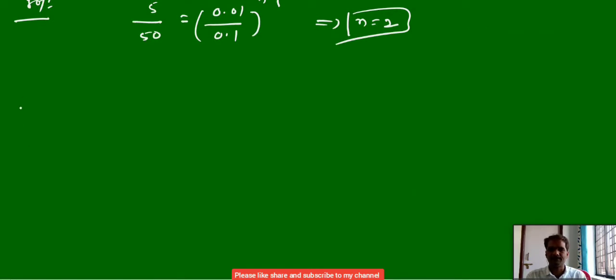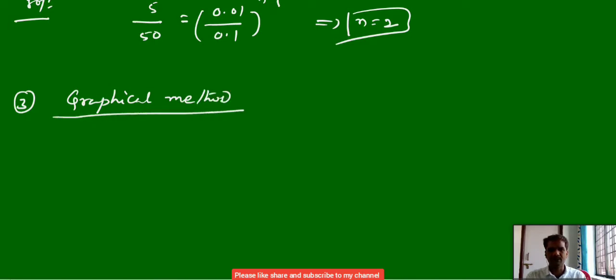And the third type, graphical method. Sometimes by looking at the graphs we can identify what type of reaction it is, with respect to rate versus concentration or t1/2 versus initial concentration. This is the graphical method. Let me take one graph here, t1/2 versus initial concentration, and the graph is observed like this.